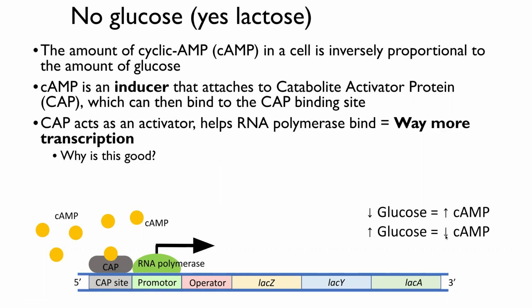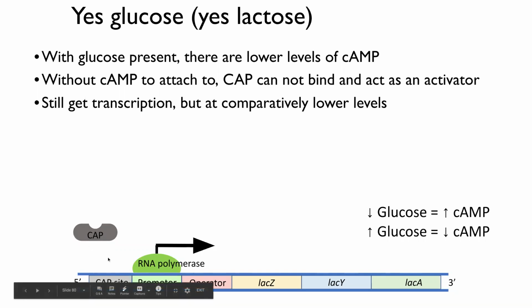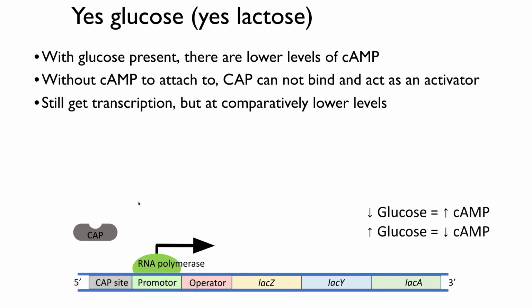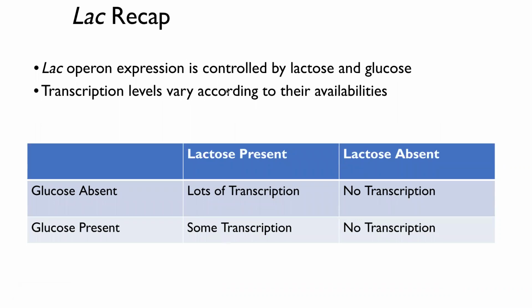Now, you can see that high glucose causes transcription of the lac genes to be significantly lower. So here's a nice little handy table for how lac works. The lac operon is controlled by lactose and glucose. So the transcription levels do vary according to their availabilities.